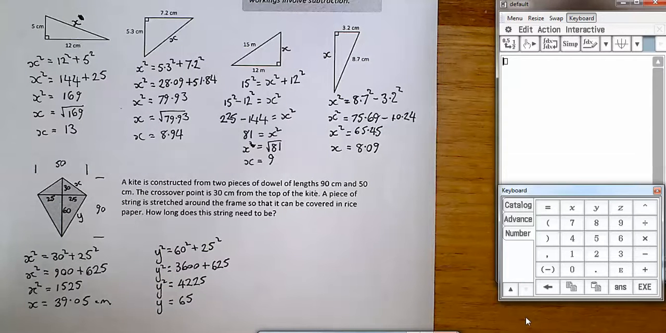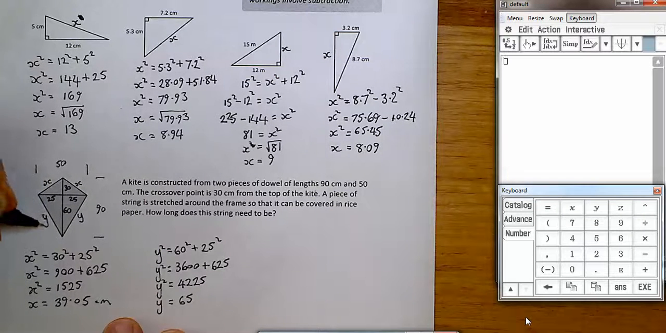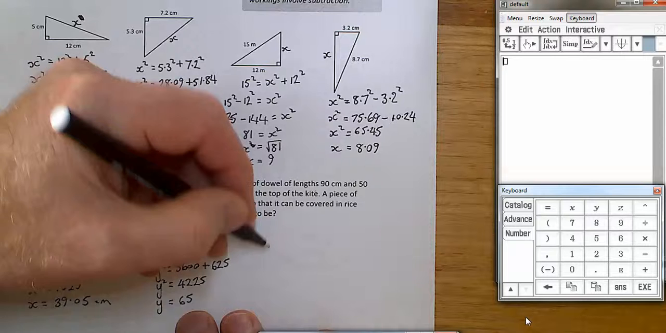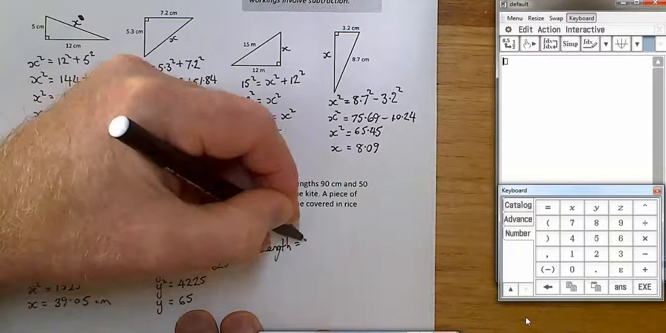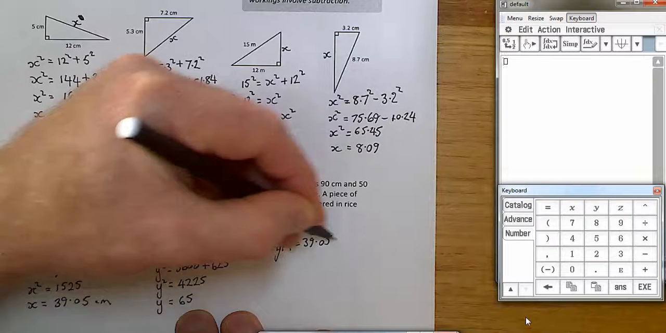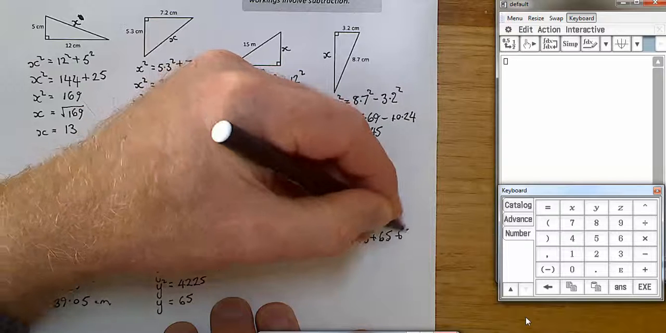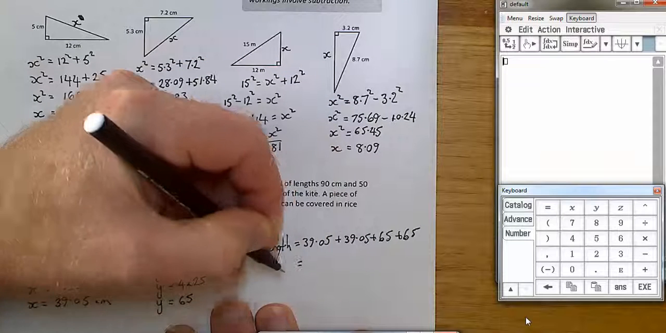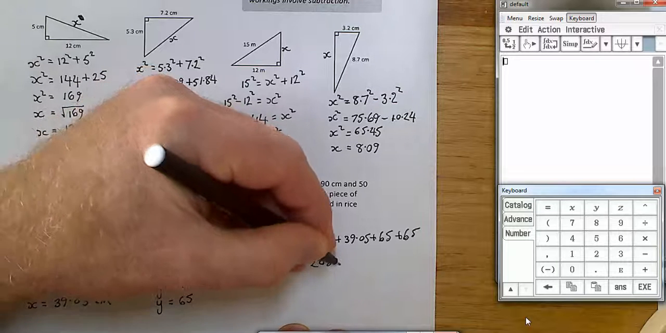Now, we were asked to find out how long a piece of string is, which wraps around the edge and supports the tissue paper that it's going to be covered in. So we need to find that, and we can do that just by adding together x. This will be x as well, won't it? And this will be y. So we've got two lots of x plus two lots of y. So the length that we need is going to equal 39.05 plus another one of those, plus 2 lots of 65, and all up the total is 208.1 centimetres.